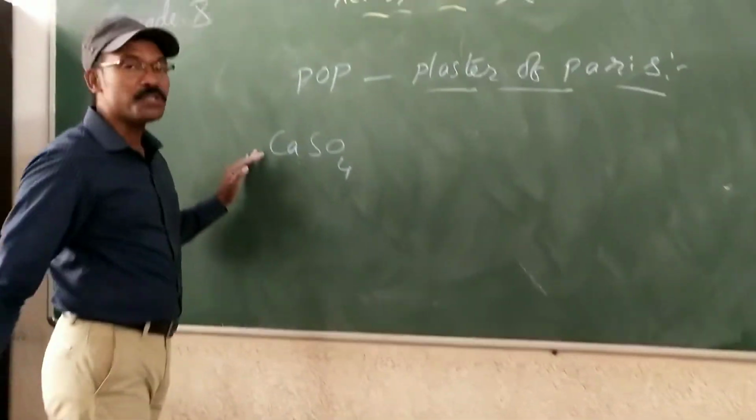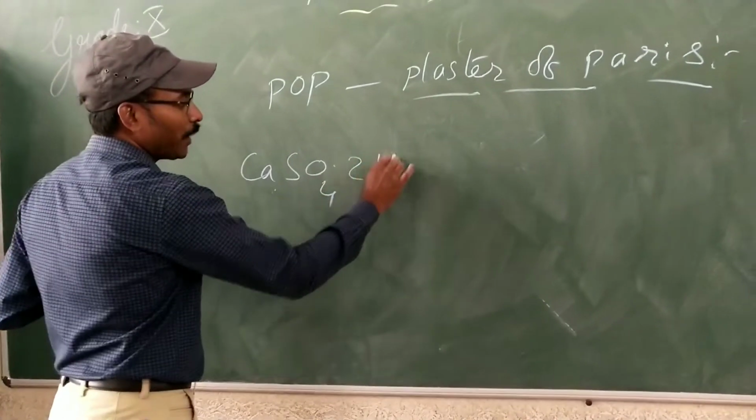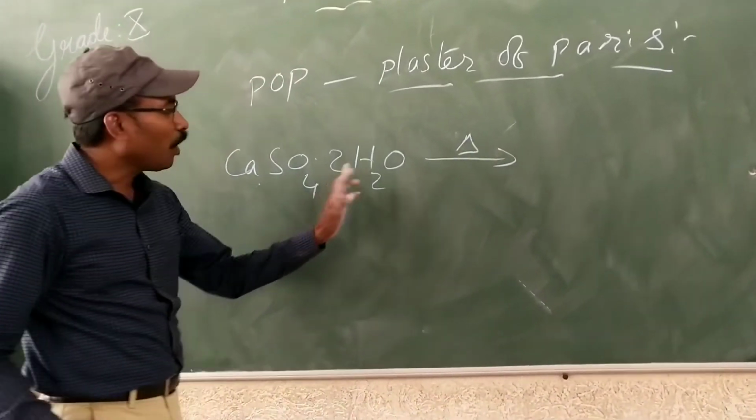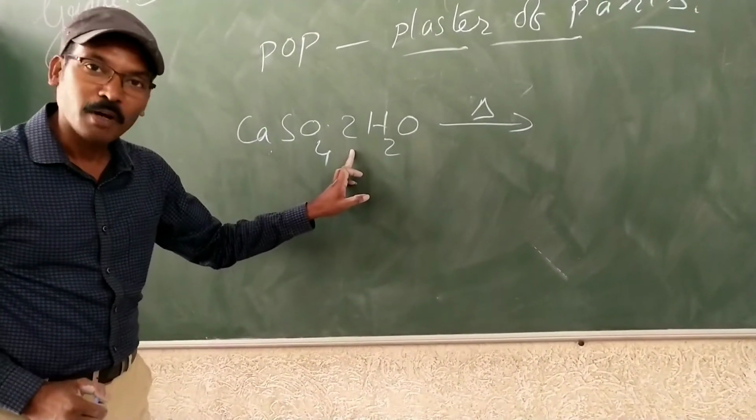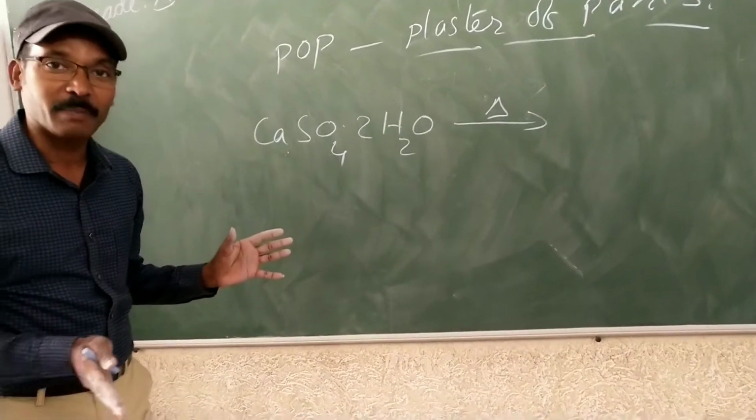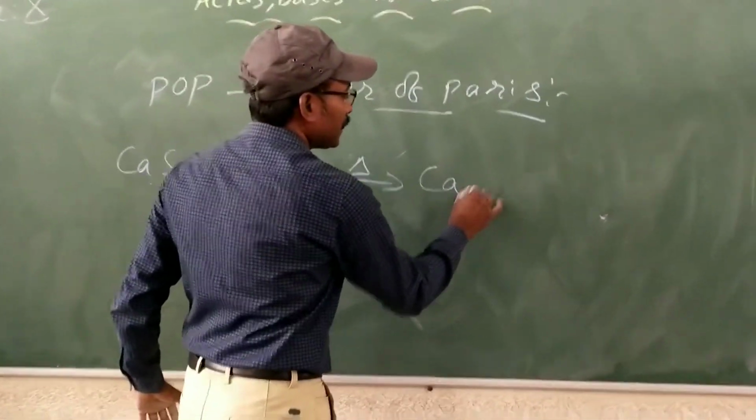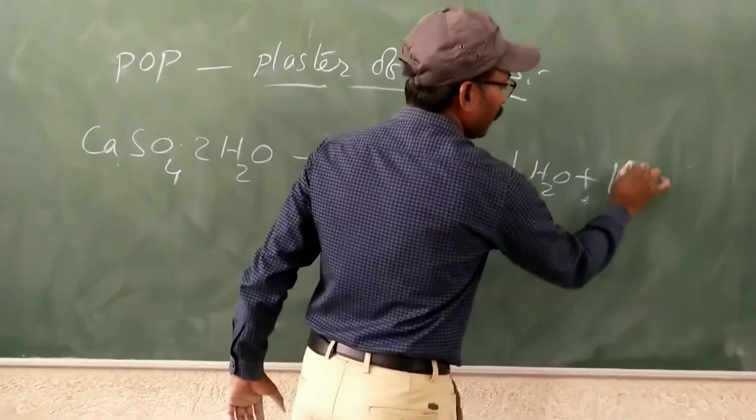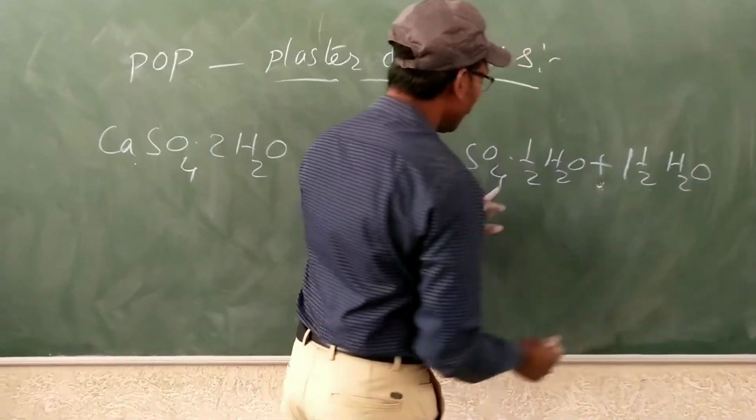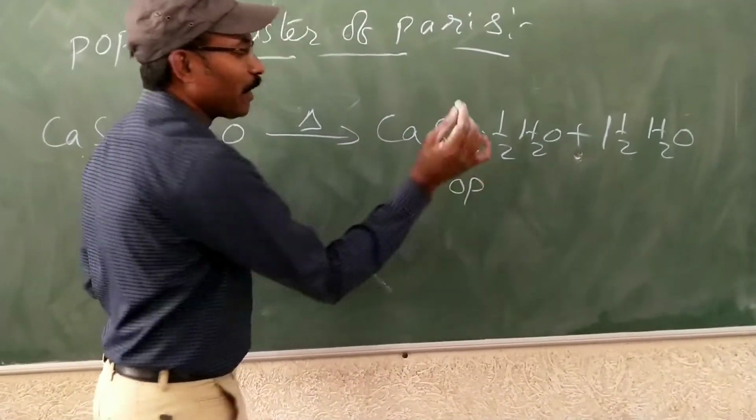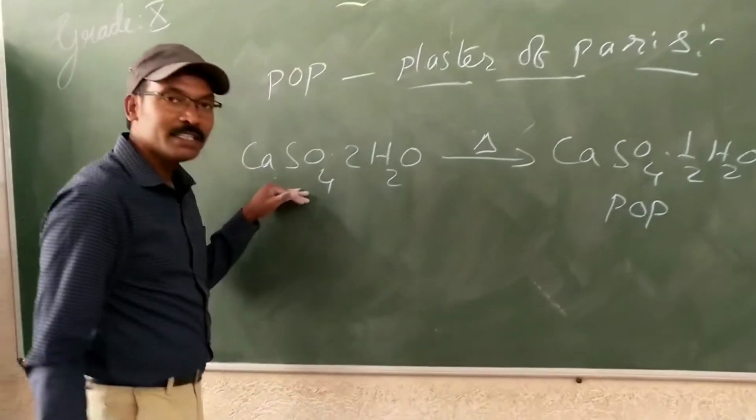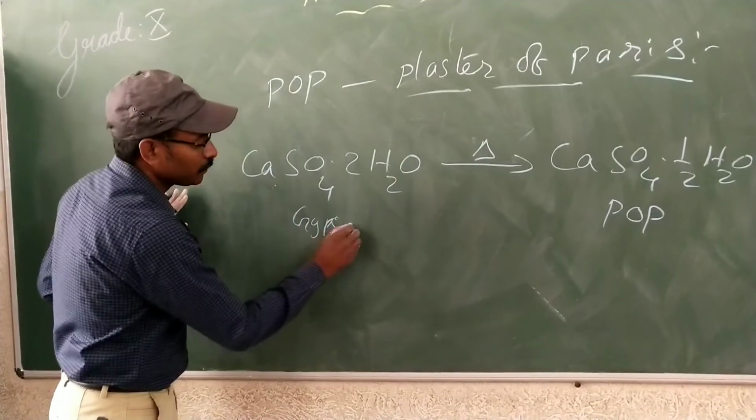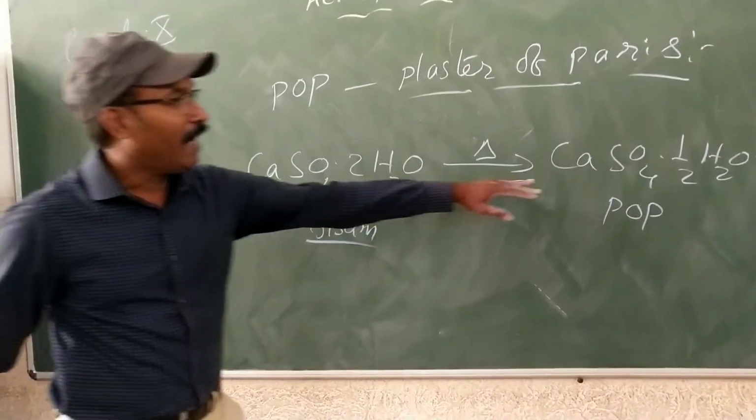This is prepared from gypsum. CaSO4.2H2O is nothing but gypsum. And on heating, if we remove, how many molecules of water are there? 2 molecules. If you remove 1.5 molecules from it, then you will get CaSO4.1/2H2O plus 1.5 water molecules. This is nothing but POP, plaster of Paris. This is called gypsum. What is it? Gypsum. Yes? Yeah. And this is the plaster of Paris.